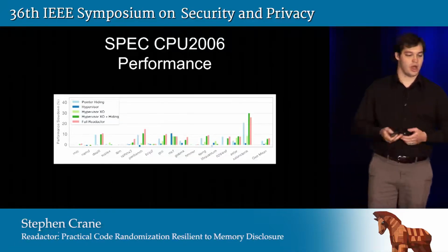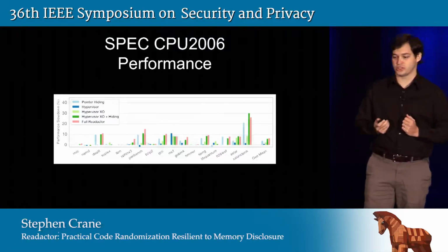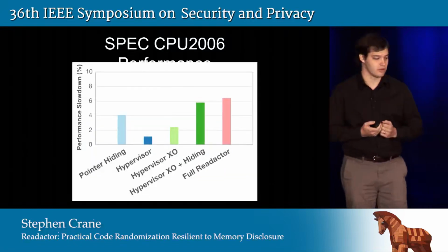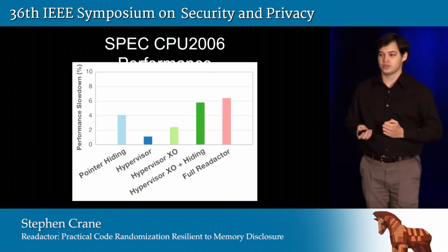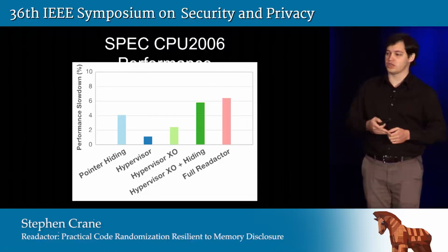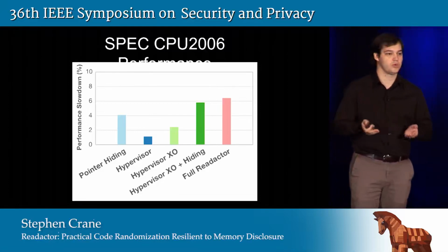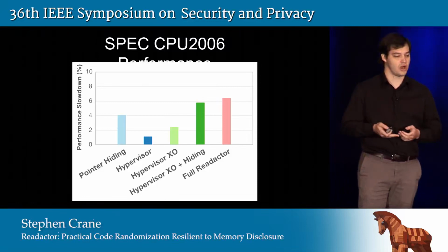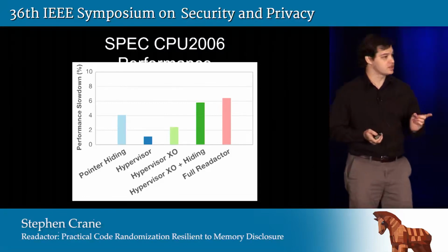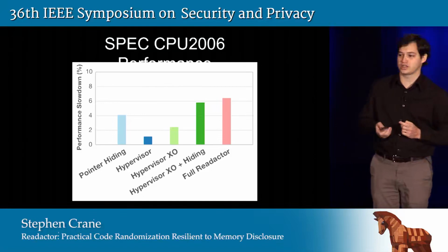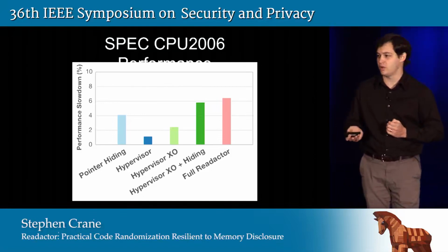So for Spec, we evaluated our performance. And I'll zoom in on the geometric mean here. You can see on the right, the pink bar is our full Readactor system. We incur an overhead of about 6.4% over the unmodified baseline. But it's interesting to note that most of this overhead actually comes from the code pointer hiding component.